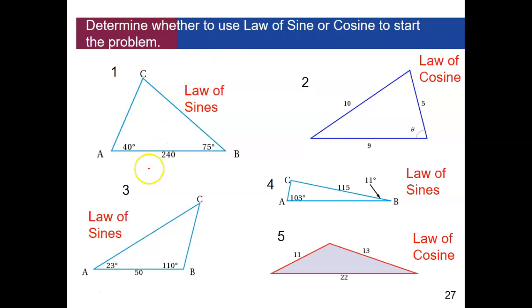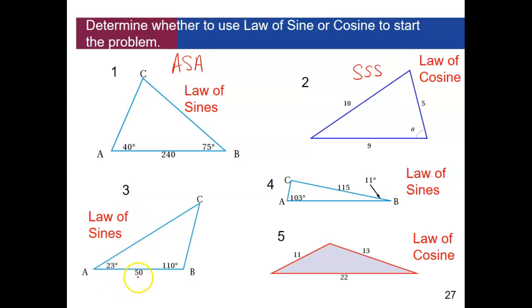Okay, the first one here, we've got angle, side, angle. So angle, side, angle is always going to be law of sines. It's not the ambiguous case, so we wouldn't have to worry about deciding how many triangles, but it is the law of sines. This one would be side, side, side. So side, side, side is the law of cosines.